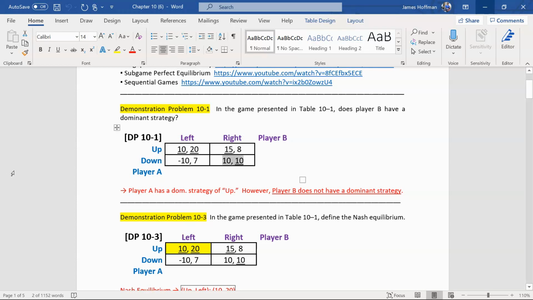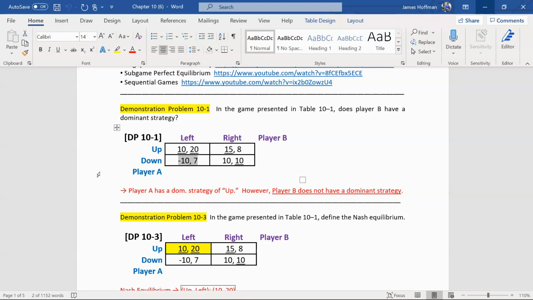Player A goes down, player B goes right. The outcome is player A gets 10, player B gets 10. And the final option, not a good one for player A. If player A goes down, player B goes left. The outcome is player A gets -10 and player B gets 7. So that's how you read this little game.